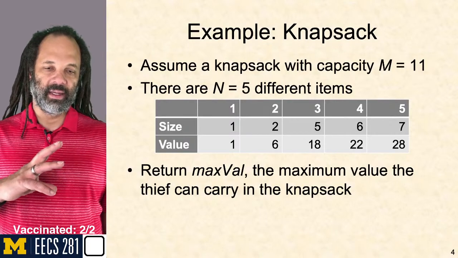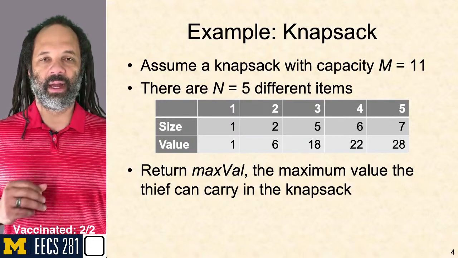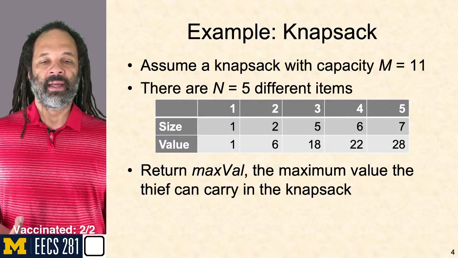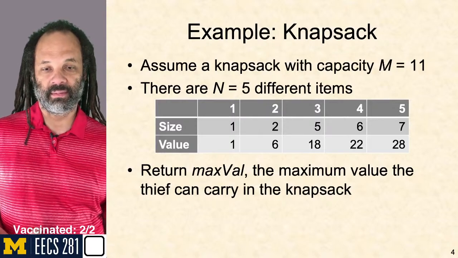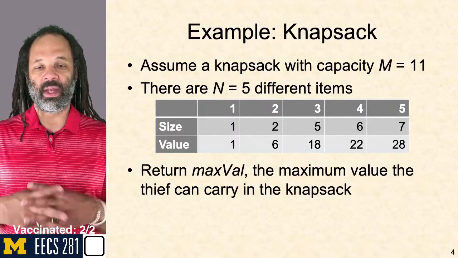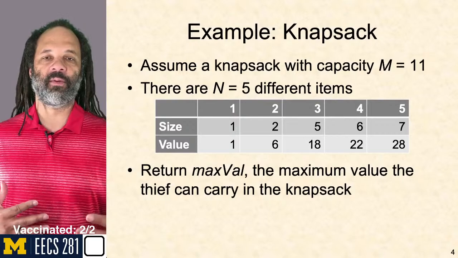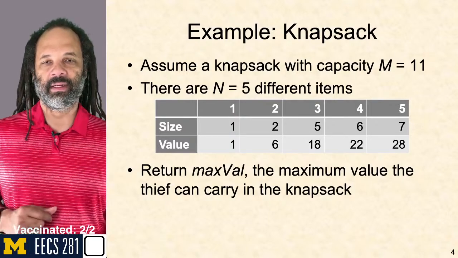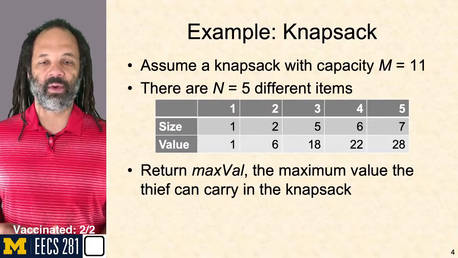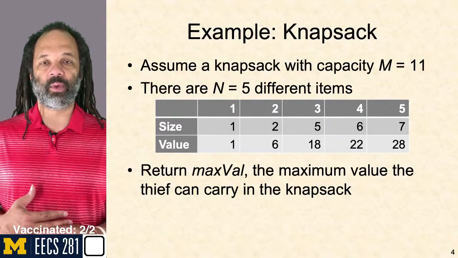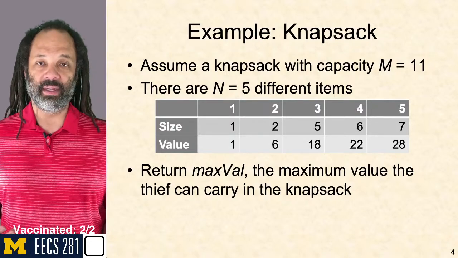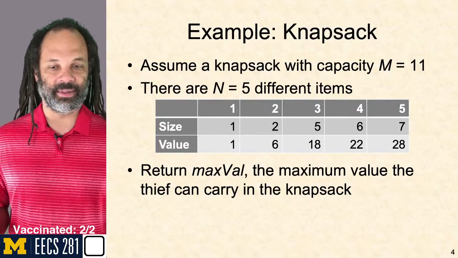It appears that the 3 item and the 4 item, with sizes 5 and 6, add up to exactly 11, which is great. Their value is, of course, 40: the 18 from the 3 item and the 22 from the 4 item. As we look through these different solutions, we're going to keep using this set of data. Different data will give different results in different algorithms, but for the examples we're looking at today, we'll use this particular set. Anytime we see something that isn't 40, we know we've gotten something less than optimal.